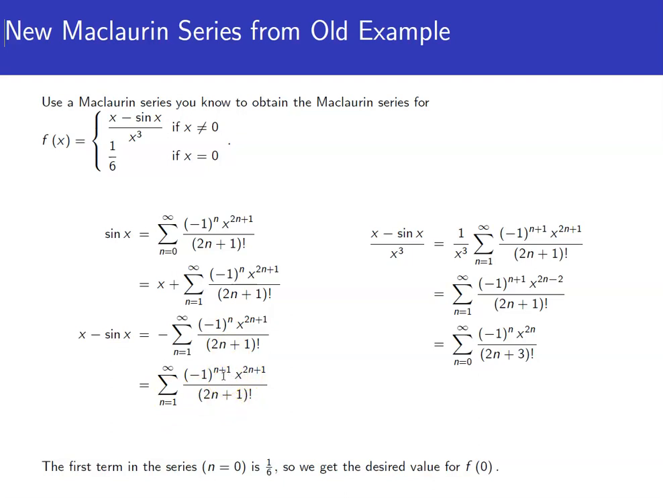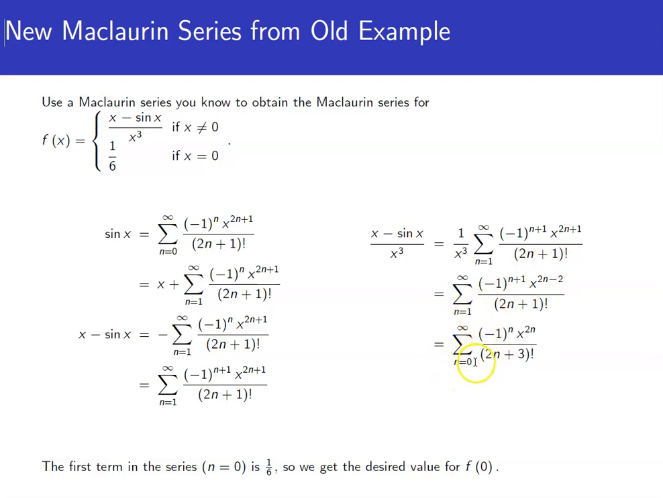Finally, now we divide by x cubed. When we divide by x cubed, our exponent becomes 2n minus 2. So we'll have 2n plus 1 minus 3. This series starts at 1. This looks a little suspect, in that you might not really have a power series because it may look like you have negative exponents. So just to be sure, let's re-index so we start at 0.